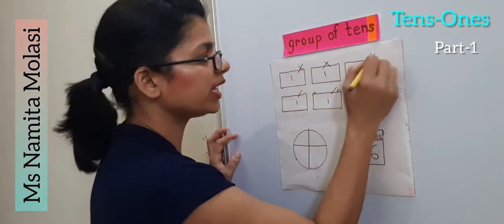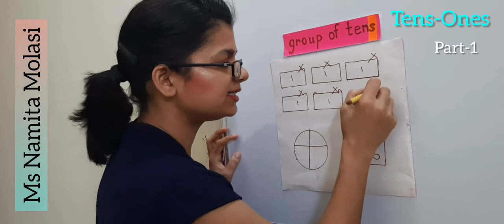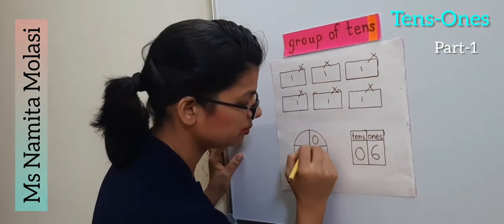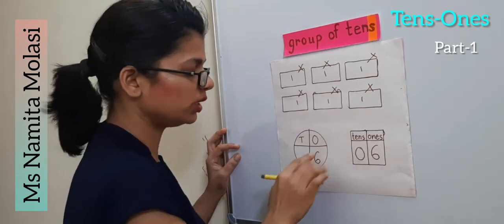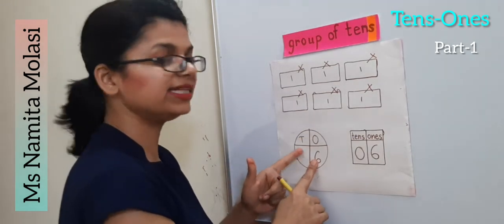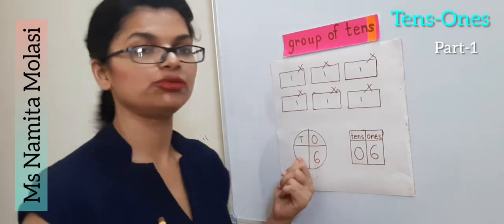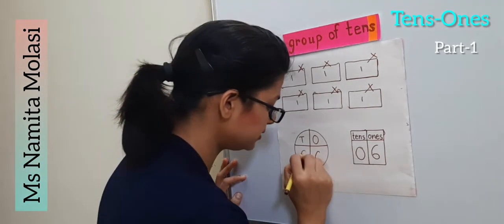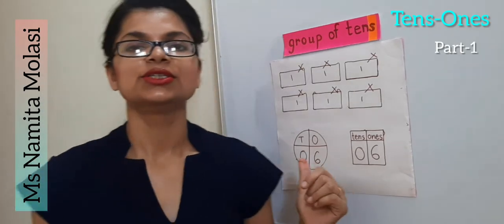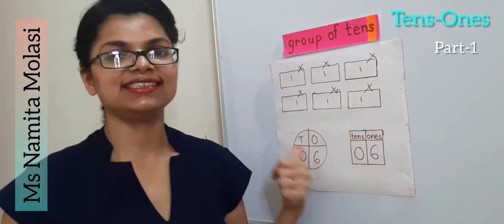1, 2, 3, 4, 5 and 6. So, because we have 6 1s, O stands for 1s and 6. And 10s, how many 10s do we have? We don't have any 10s. We don't write anything here. But if you want to write, you can write only 0. So we have total 6 rectangles.